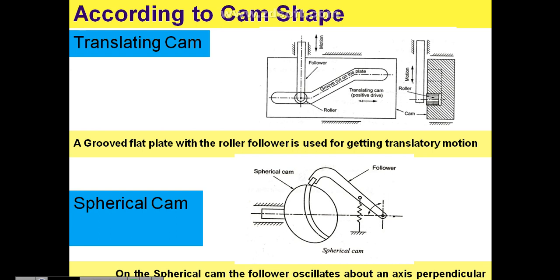Then the last one is spherical. There is the spherical cam. Here you have a unique shape of a ball, that is a spherical ball having a groove on the top. The follower is suspended in the groove. So there is a roller type of ball suspended in the groove. When the cam rotates, the follower is going to follow the groove. So it is going to attain oscillation because the other end of the follower is pivoted.